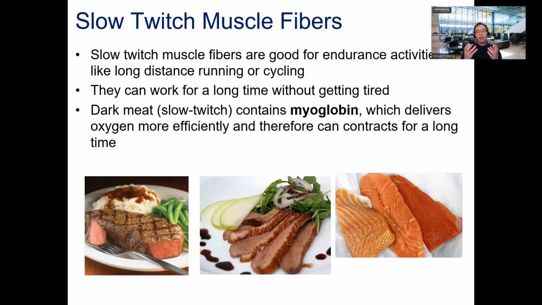So this myoglobin makes the muscle appear darker. And so if you eat meats, you choose between the dark meat and the white meat, the dark meats are the ones that have more slow twitch fibers in them. If you think about salmon, the meat is red in color compared to something like tilapia, which is white meat.